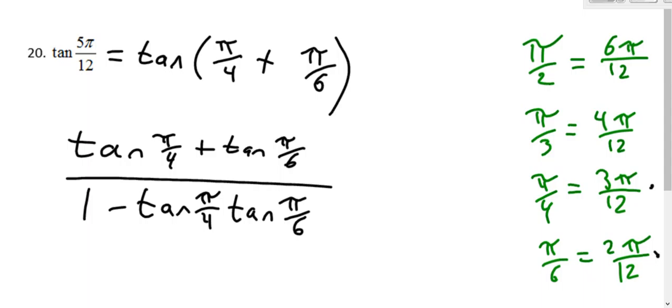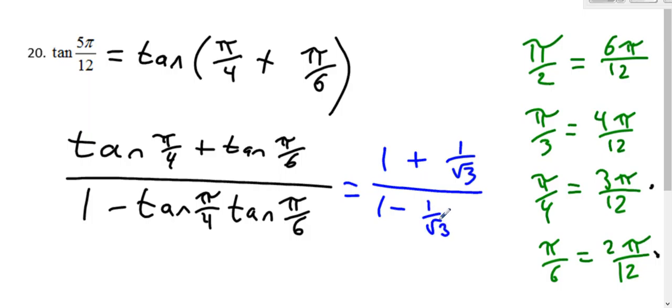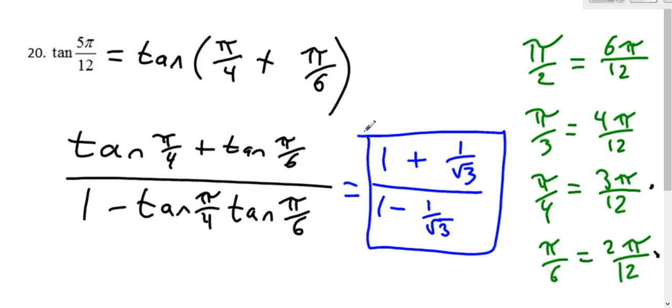So tangent pi over 4, that is 1. Tangent pi over 6, that's 1 over square root of 3. Tangent pi over 4, we just said was 1, times tangent pi over 6 is 1 over square root of 3. 1 times 1 over square root of 3. You could rationalize that. You can also just leave it. It would simplify, but okay.